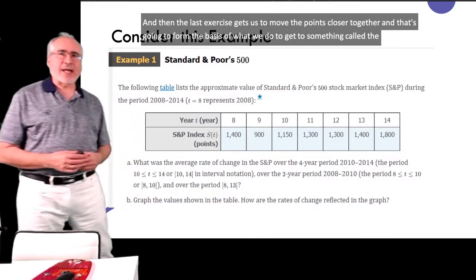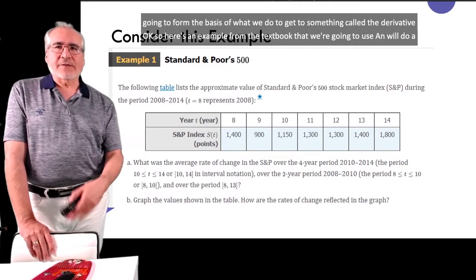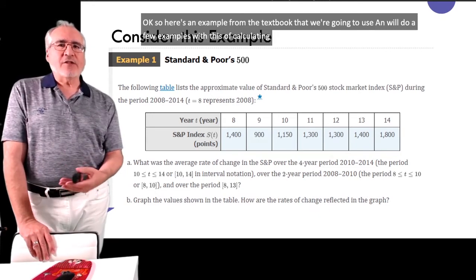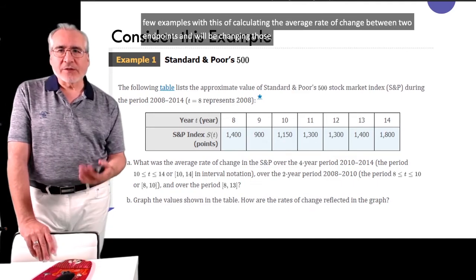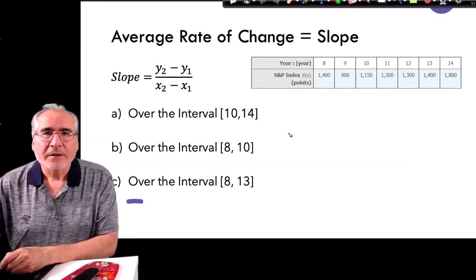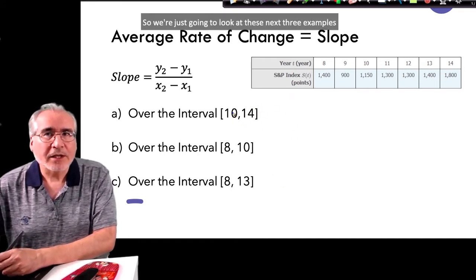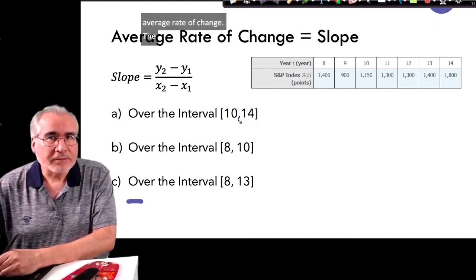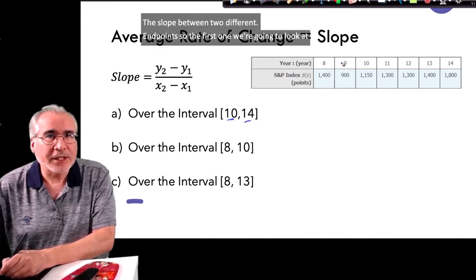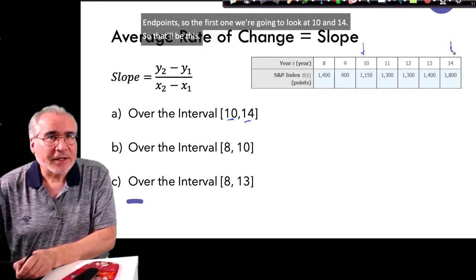Okay, so here's an example from the textbook that we're going to use. And we'll do a few examples with this of calculating the average rate of change between two endpoints, and we'll be changing those endpoints. So here's our data. Okay, so we're just going to look at these next 3 examples where we calculate the average rate of change, the slope, between 2 different endpoints. So the first one we're going to look at 10 and 14. So that'll be this point and this point.